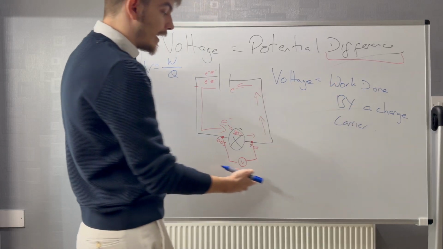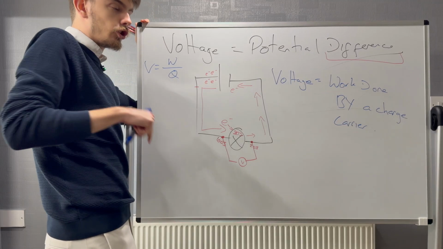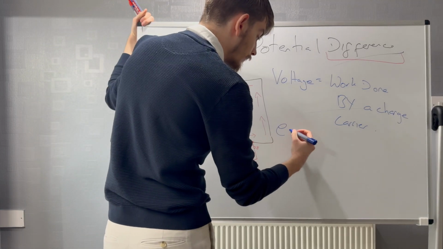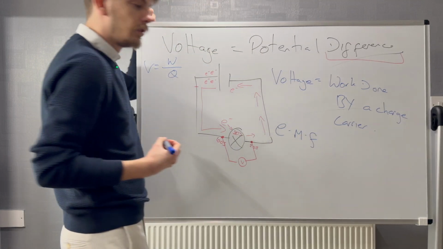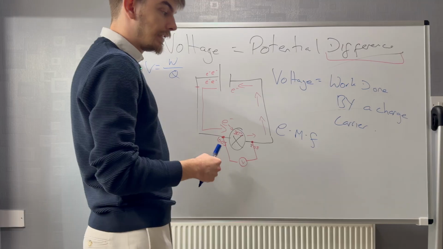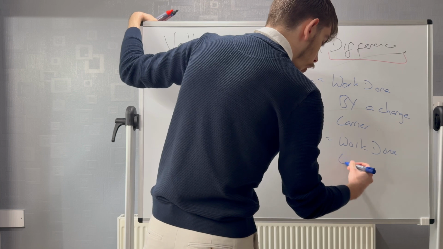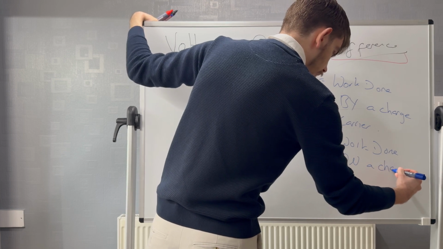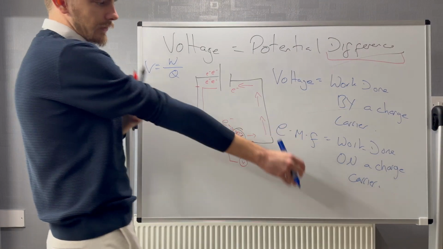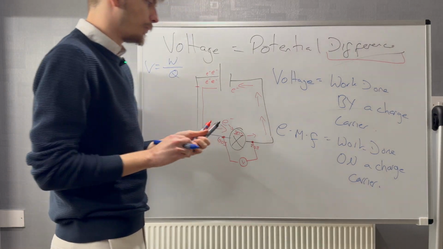So, I must have the other way round. I must have something doing work on the charge carrier, which is the energy I get from the battery. And for that, we have a very special word, which is EMF, electromotive force. This is the work done on a charge carrier. I do notice when watching my videos back that there tends to be quite a slant at the other end of the board, so I apologise for that, but I think that's readable.